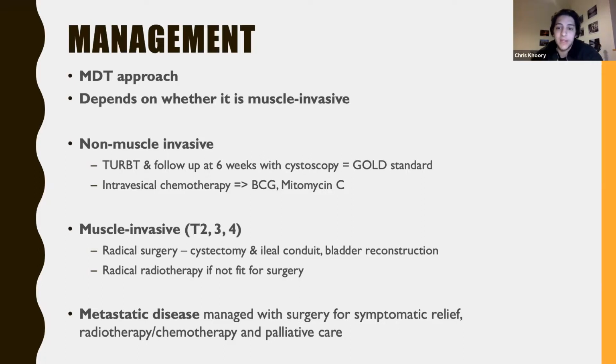Prognosis of bladder cancer, survival is around 75% at 5 years for superficial tumours and around 20% at 5 years for muscle invasive tumours.